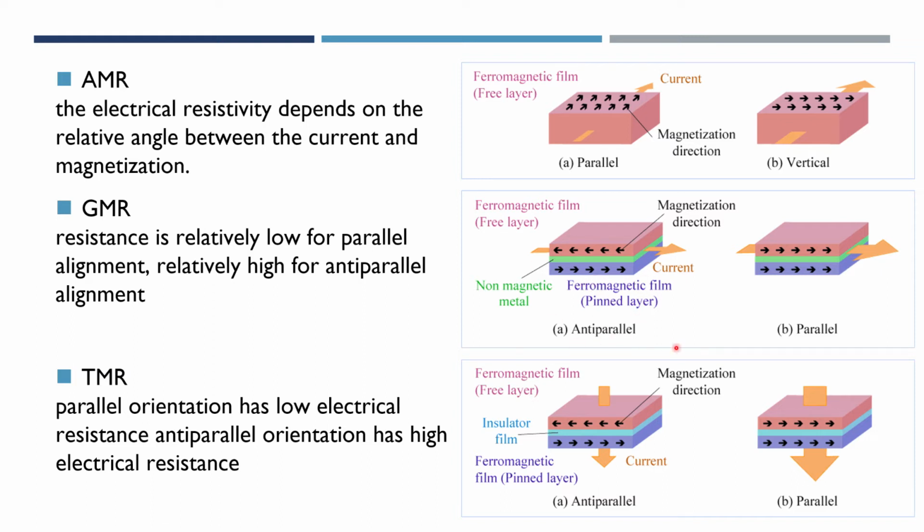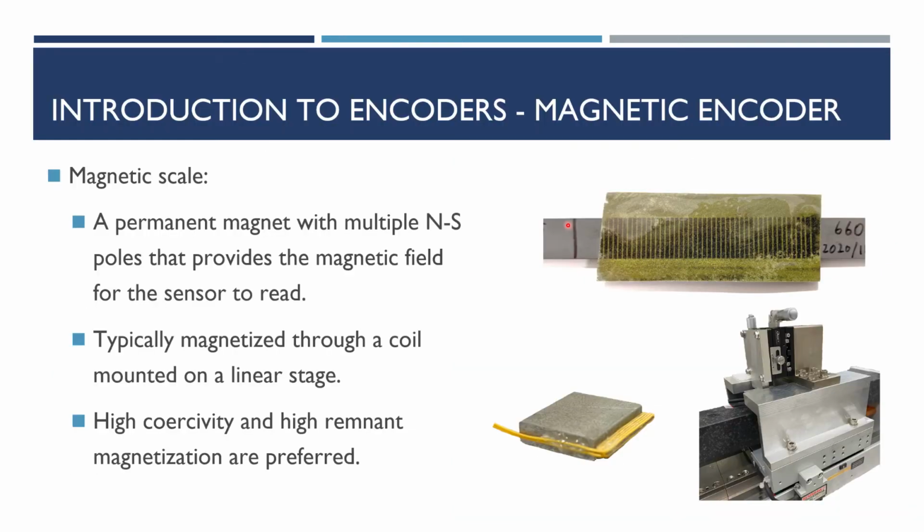And typically, AMR has a 3% MR ratio, GMR has a 10 to 20% MR ratio, and TMR has a typical 100% MR ratio. However, the manufacturing process is more complicated in the TMR sensor, so the cost should be considered as well.